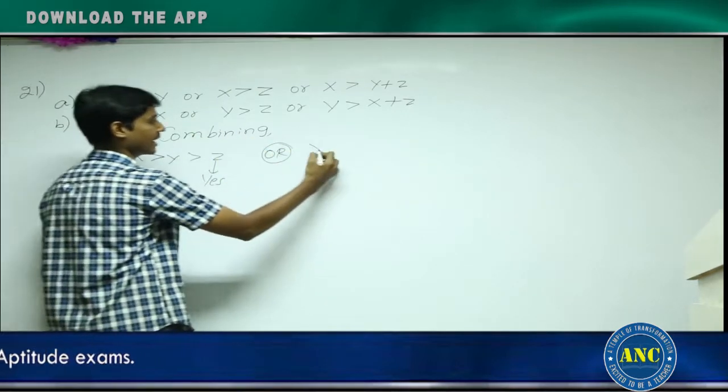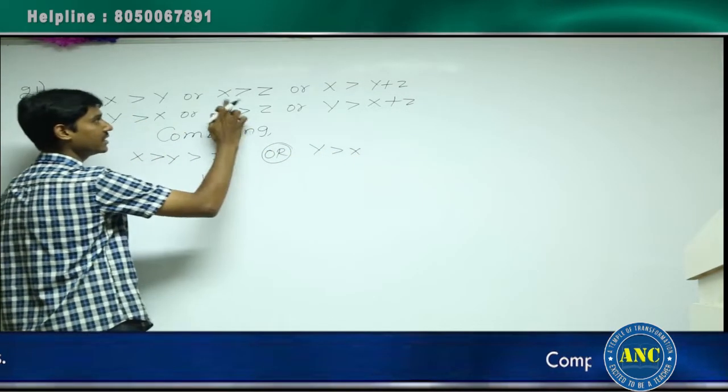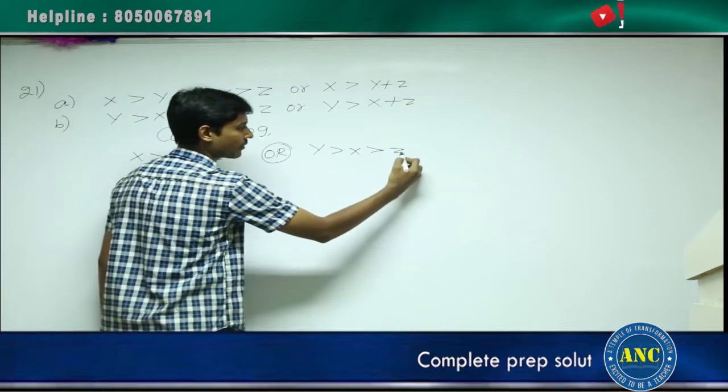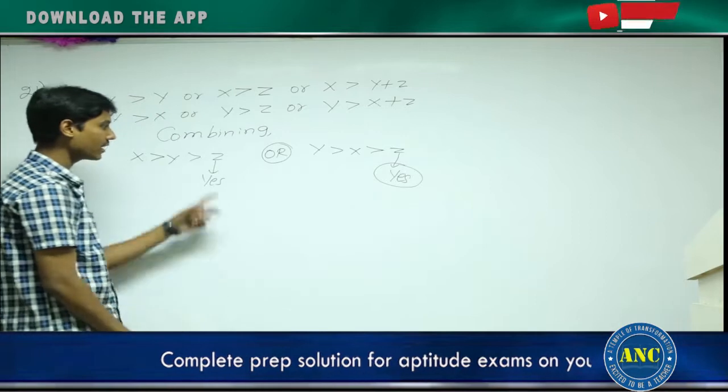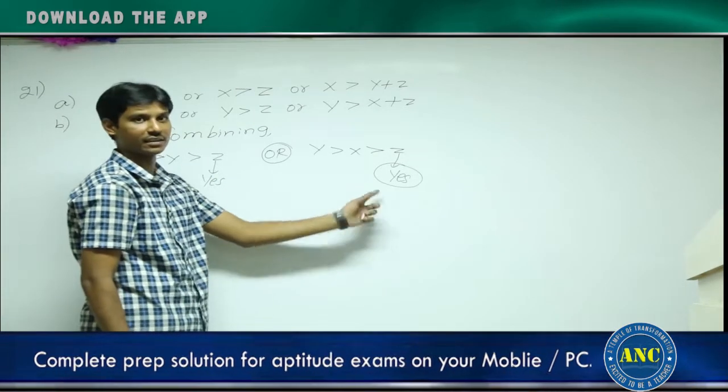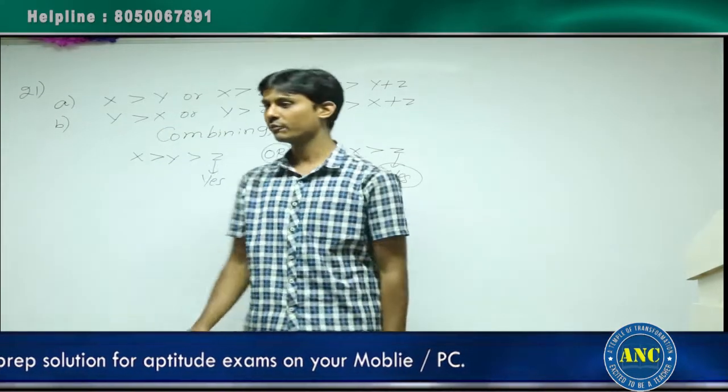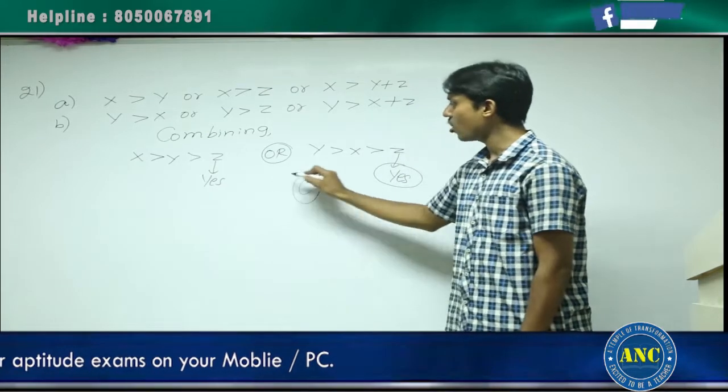y is greater than x. This x is again greater than y. From this also you will tell that y is the smallest letter. You will again tell the answer as yes. After combining, you are telling only one unique answer. That unique answer is yes. After combining, you are getting a unique answer, option C.